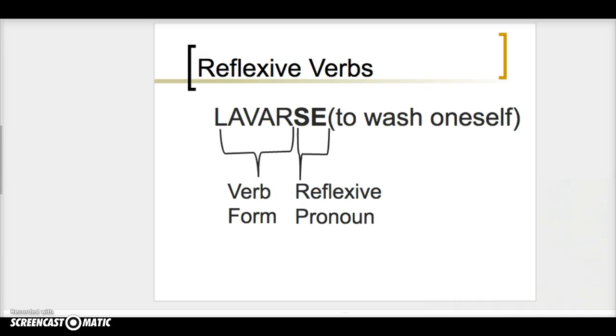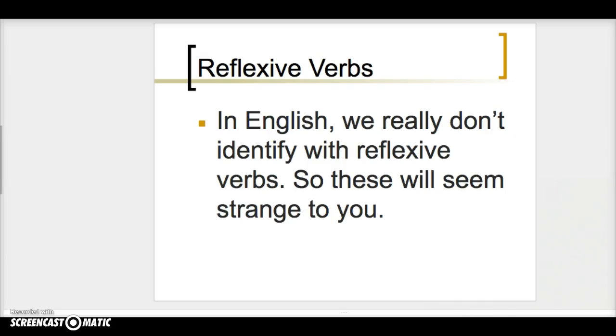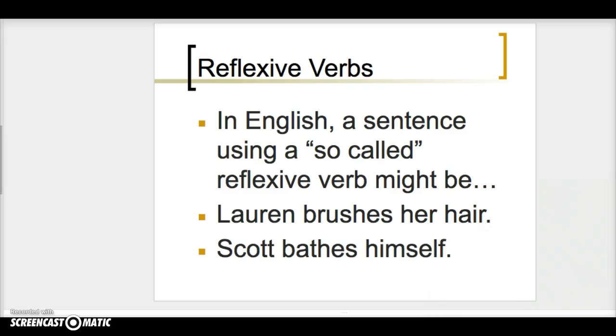In English, what's a little strange is we don't really think about using reflexive verbs, or when we talk about actions we do to oneself, we don't think about having to say, myself I wash, himself he bathes. We don't speak like that, and we don't translate the Spanish that way either, but the order is going to be just like that. So we're going to say Lauren brushes her hair, Scott bathes himself. And in these two examples, we're actually using reflexive verbs.